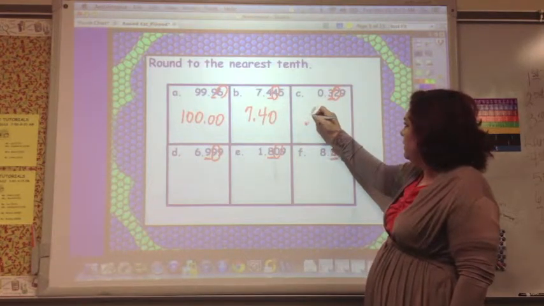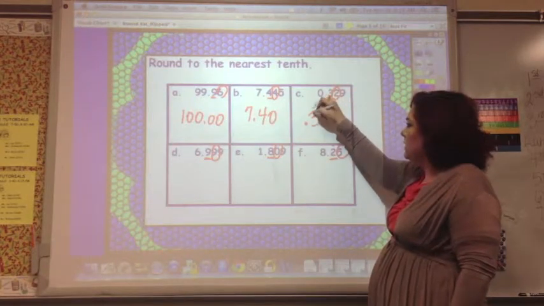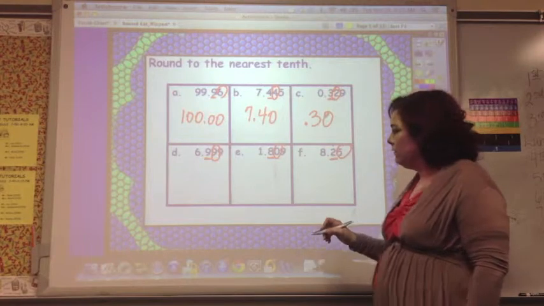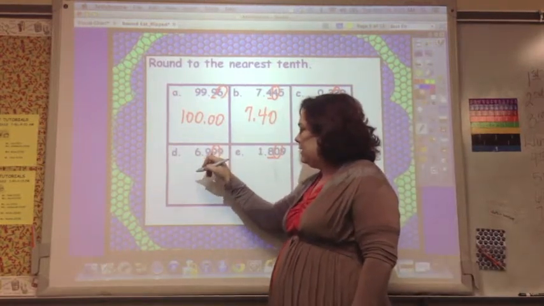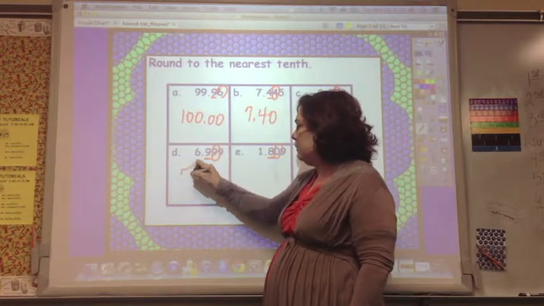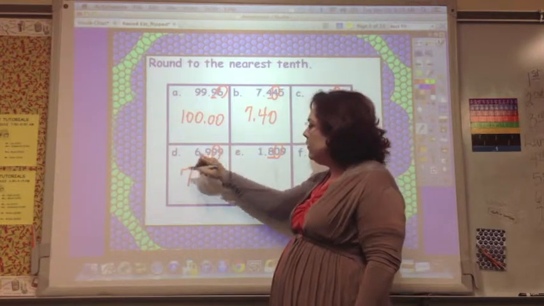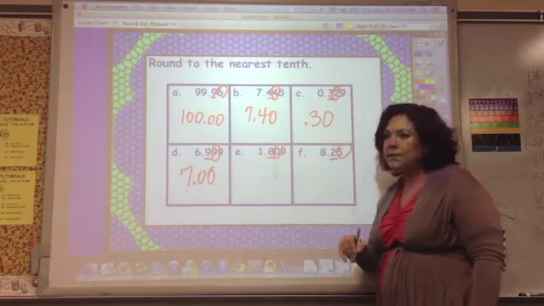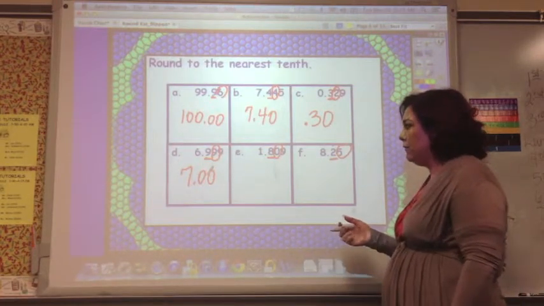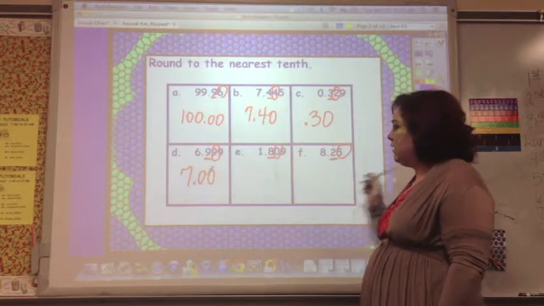And this one, the 2 says to the 3, stay the same. So it stays the same. And this 9 tells this 9 to go up. 9 can only go up if that goes up. And if you look at this as money, $6.99, what are you going to say that is? You're going to say that that's $7. So do these other two by yourself.